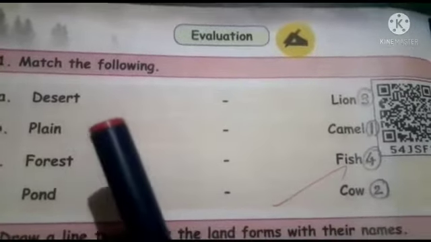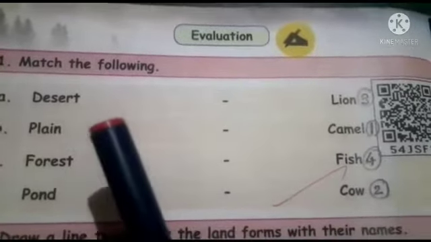Okay, next one, plain. Plain answer cow. Cow lives in plain. So correct answer plain, cow. Number two, put it. Next one, forest. What answer? Lion. Lion lives in forest only. This is a wild animal, so lives in forest only. This is number three, put it.